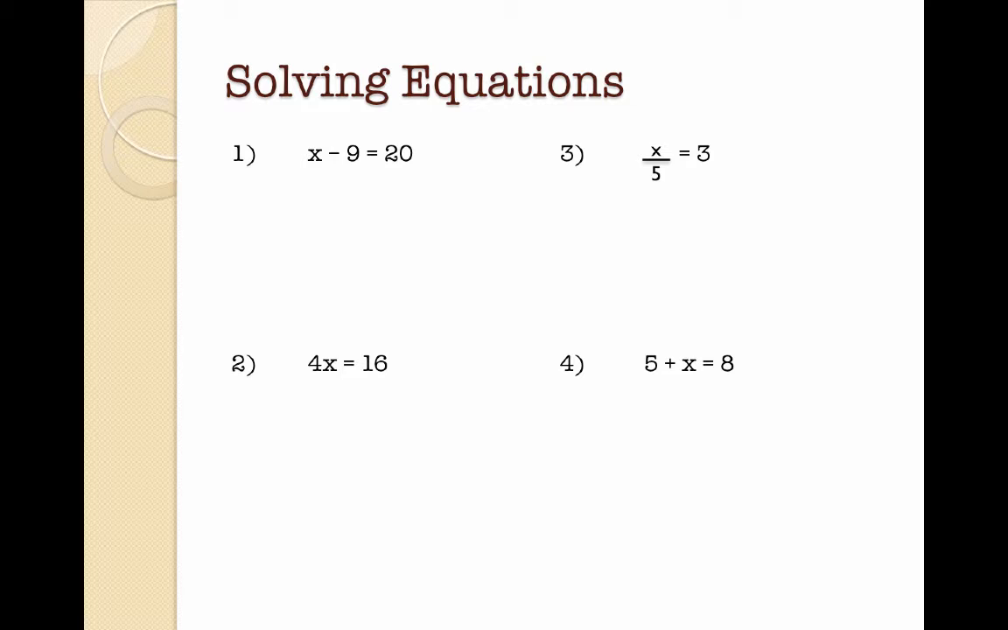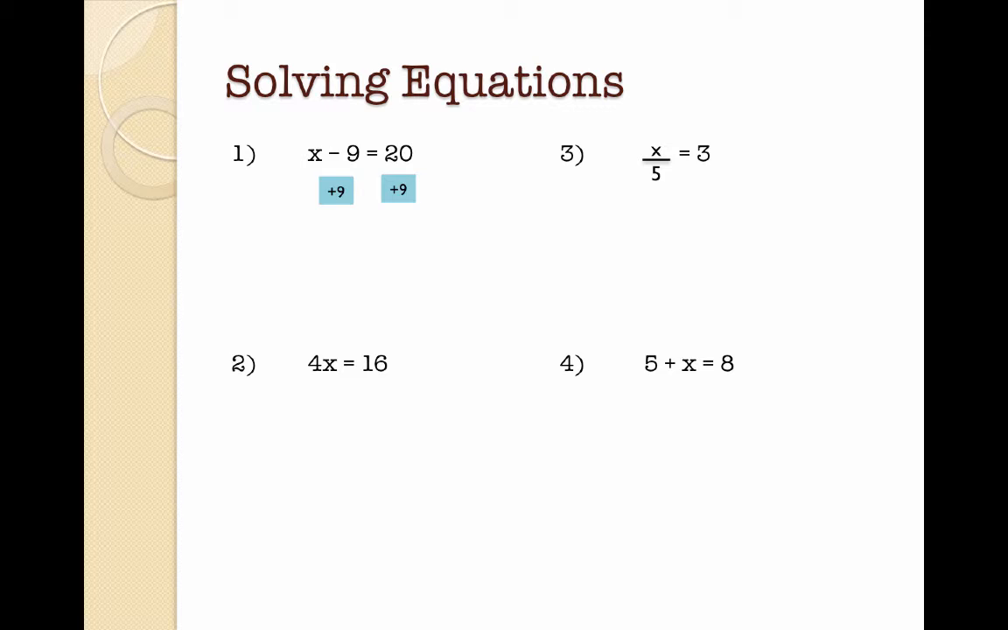Okay. Question number 1 says x take away 9 equals 20. So what I want to do here is the opposite operation of take away 9. That'll leave me with just what x is. The opposite operation of minus 9, or take away 9, is plus 9. And I'm going to do that to both sides of my equal sign.